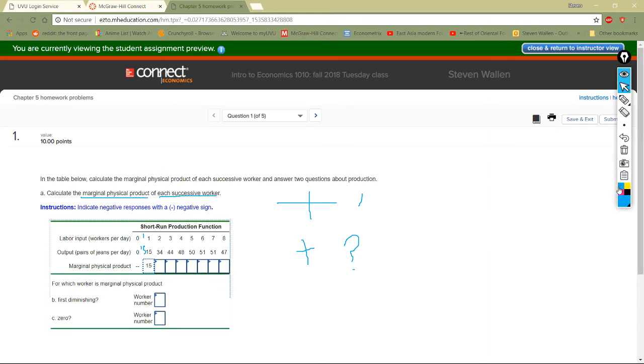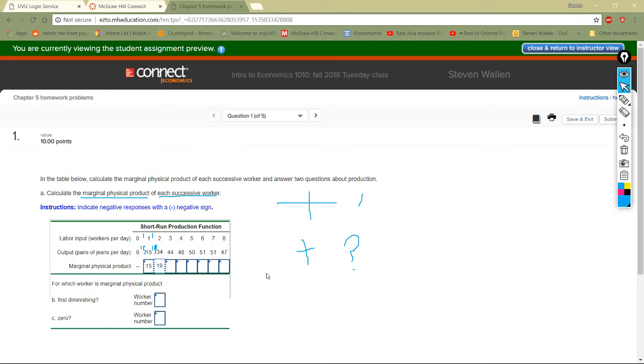What happens on the next one? Next one, we still have a change of 1, right? So what's the difference between 1 and 2? Still 1. What about between 15 and 34? Do the math. What's 34 minus 15? Well, 15 plus 15 is 30. So at least 15, then add 4 more, it's going to be 19. So there's 19 between them. For this additional worker we got 19, so we actually became more efficient here. Things started going up.